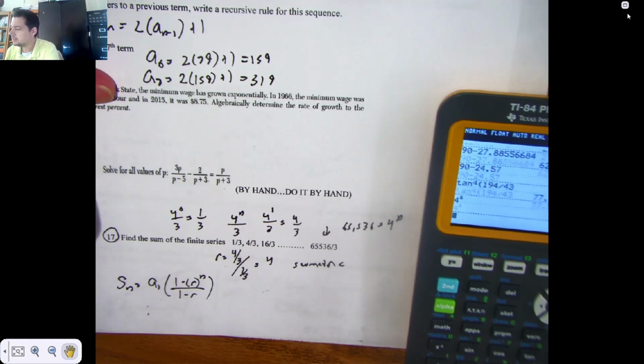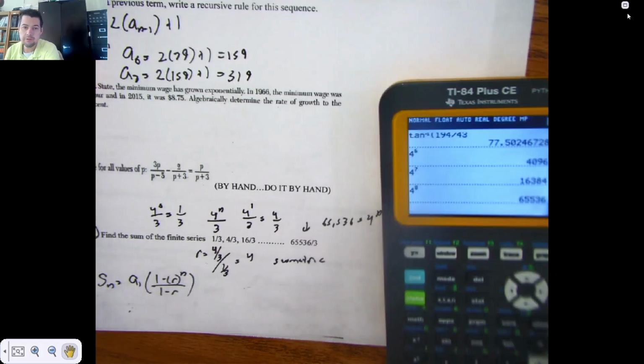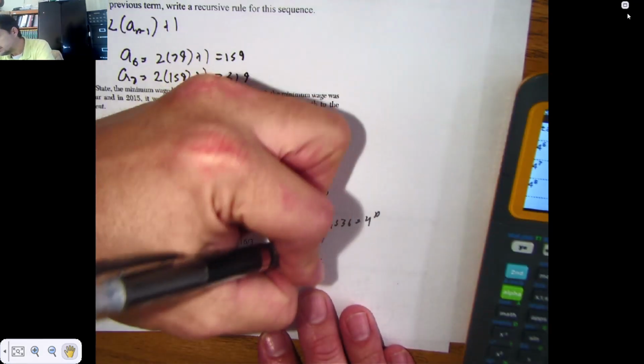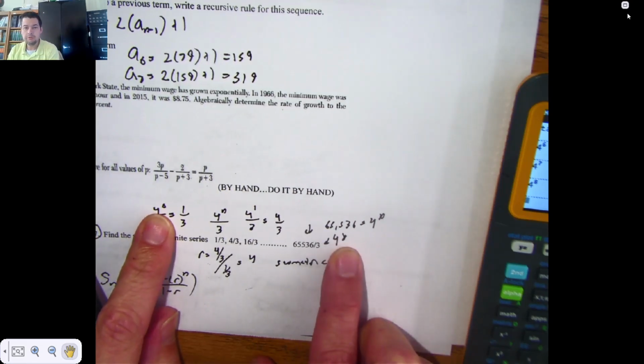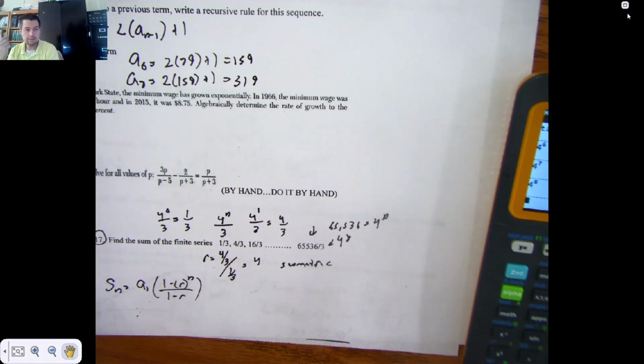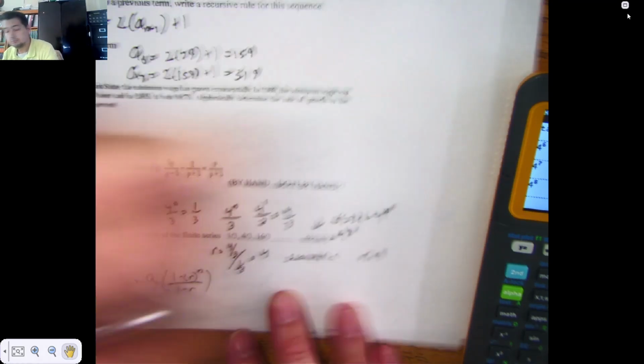Let's try 4 to the 6th. Not 4 to the 6th. Not 4 to the 7th. There she is, 4 to the 8th. This is 4 to the 8th. However, we're starting at 0. If you use your fingers and you do 0 to 8, you'll come up with 9 fingers when everything's said and done. Or you can do high minus low add 1. But anyways, n is 9.